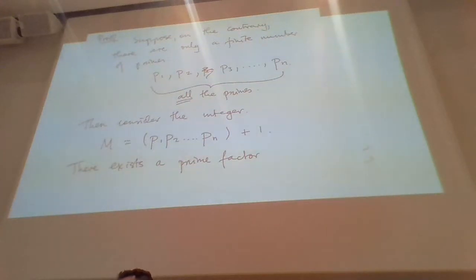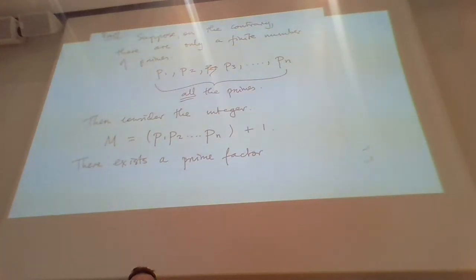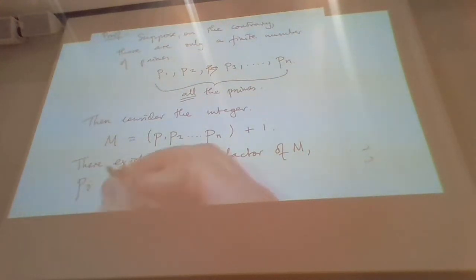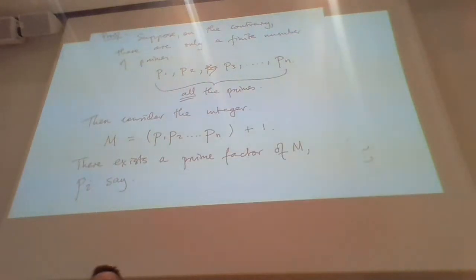Now what are we going to call it? Well, we've made this assumption that there's only a finite number of primes. So these are all the primes. Let's say it's p_i. It must be one of these numbers here, because that's the assumption we've made. So we've got this number p_i, and p_i divides M.